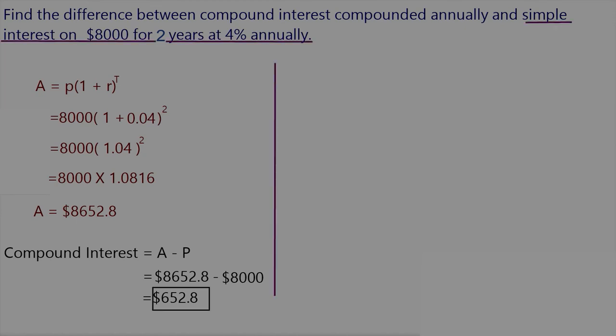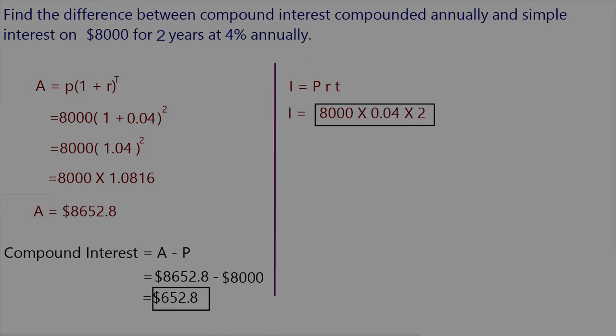Let's work out the simple interest. Using the formula I equal P times R times T. The principal is $8,000. The rate is 0.04 and the time is 2 years. Multiplying we get $640 as the interest.